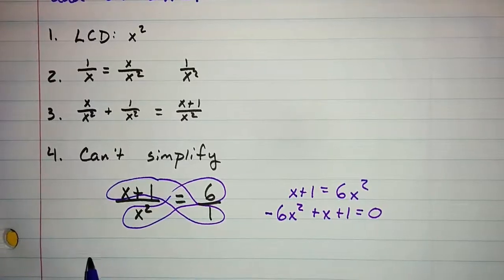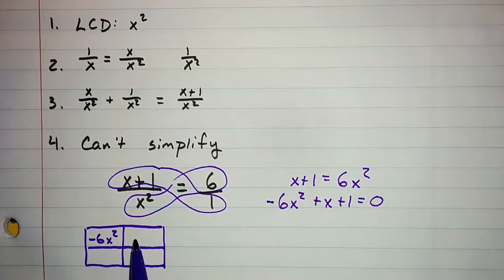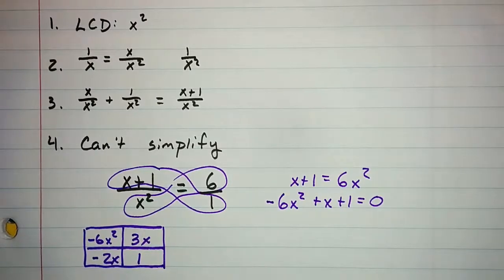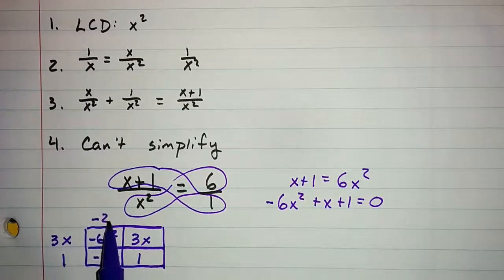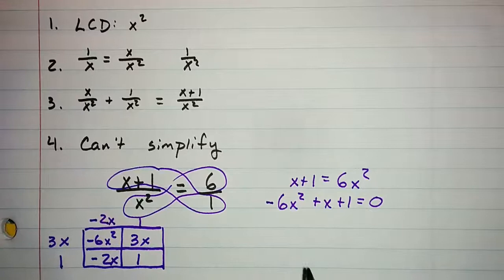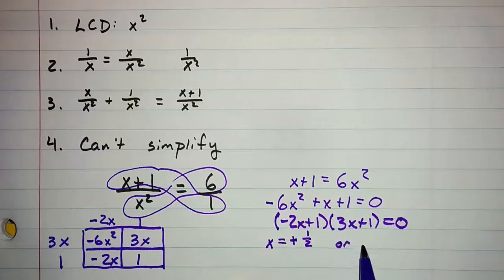Factoring this left-hand side, we need to find two numbers whose sum is positive 1 and whose product is negative 6. I think that positive 3 and negative 2 will do that for us. Here our common factor is 3x and 1, negative 2x and 1. Setting each of these to 0, we get the solutions x equals positive 1/2 or x equals negative 1/3.